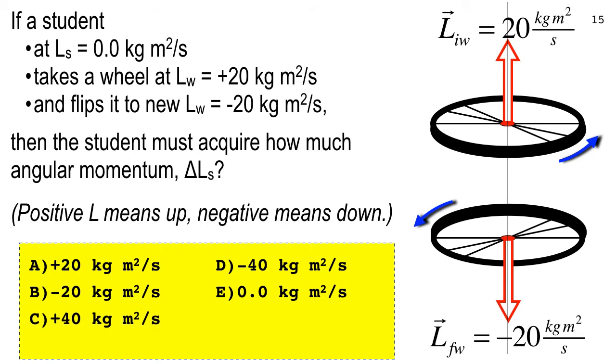And then when Stefan flipped it upside down, now it's spinning the other way. So he went from this to this, all right? So it's still spinning, and it took a little bit of muscle power to do that, right? So he went from plus 20 to minus 20. Or no, he didn't. The bicycle wheel did. So how much delta L does he have to acquire?